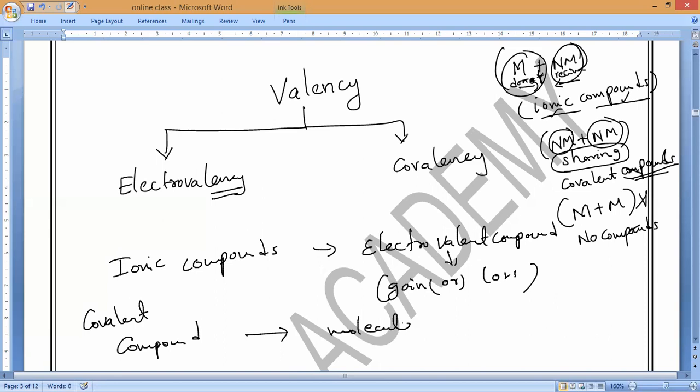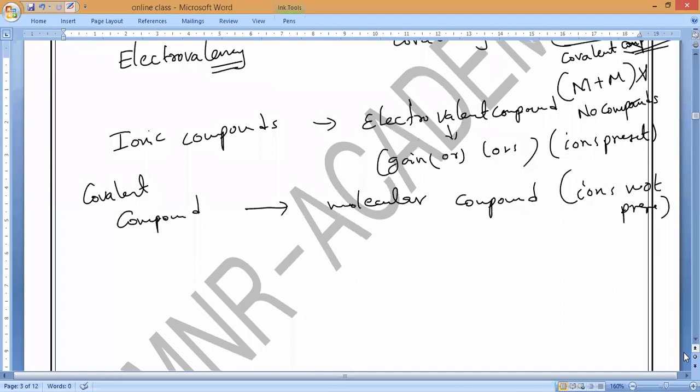Understanding? In this, no ions are present, yes or no? Ions are not present here, only sharing. So covalent compounds we can also say molecular compounds. By sharing of electrons, what do we call it, guys? Covalency. Understand, everybody?